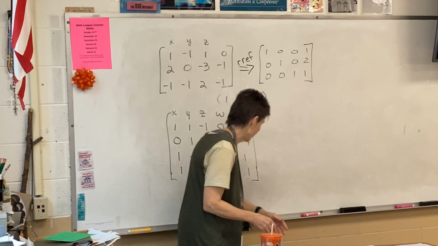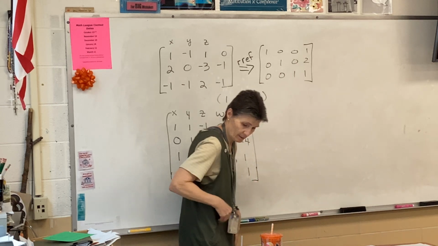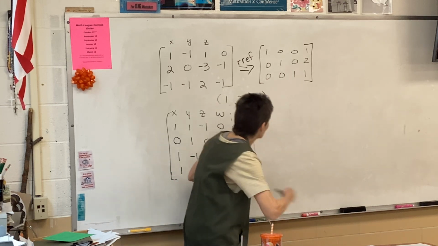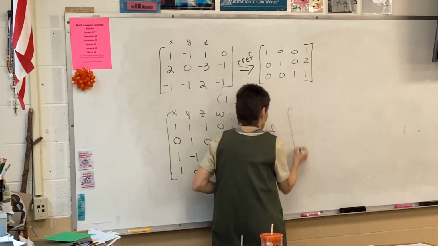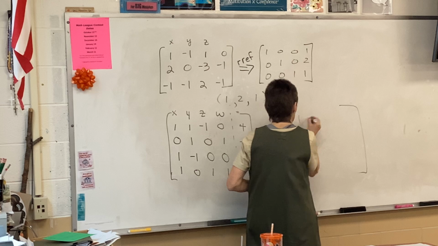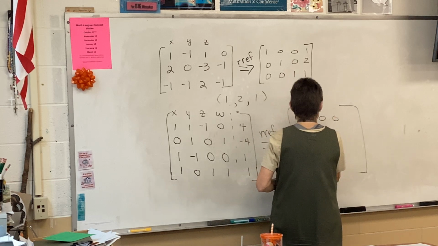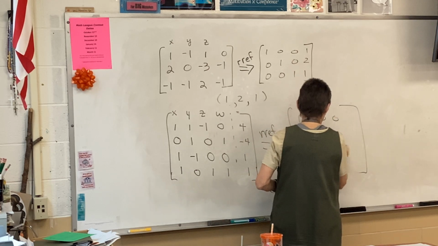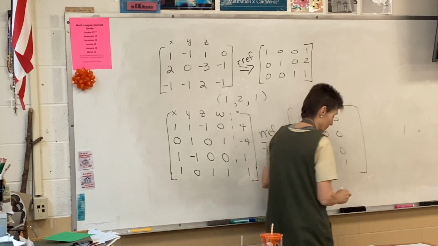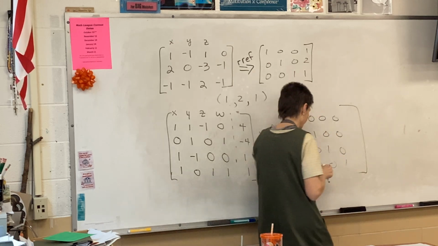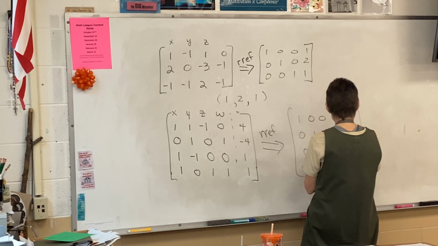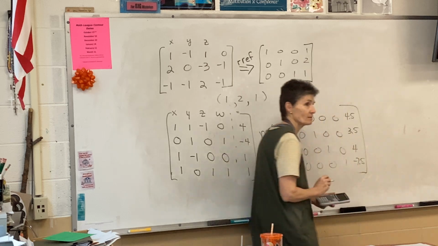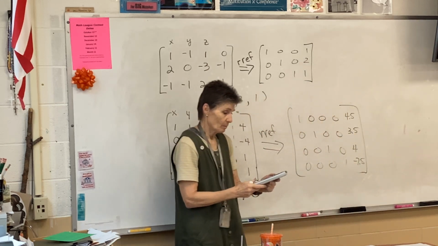And I don't know, I'm hoping I type my numbers in right. I got 4.5, 3.5, 4, and -7.5. Anybody else get that? Okay.